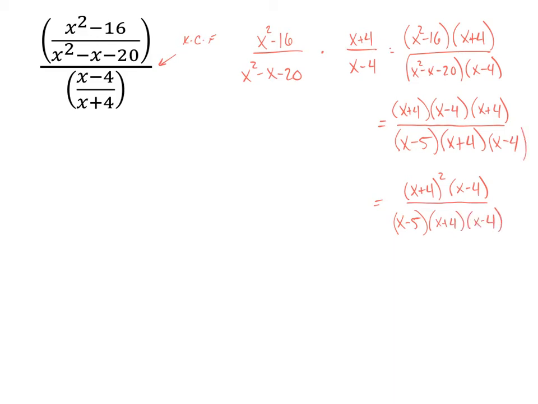All right, now we're just canceling things that equal 1. x minus 4 divided by x minus 4 equals 1. x plus 4, or one of them, divided by x plus 4 equals 1. We will still be left with an x plus 4 to the first power. So our answer here is x plus 4 over x minus 5. And that is as simple as we can make it.